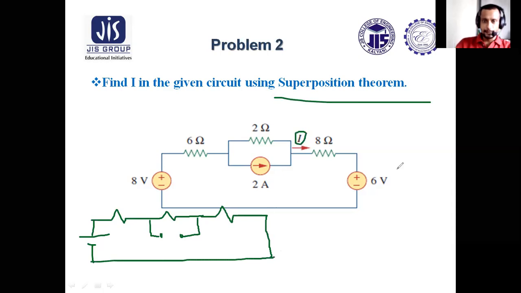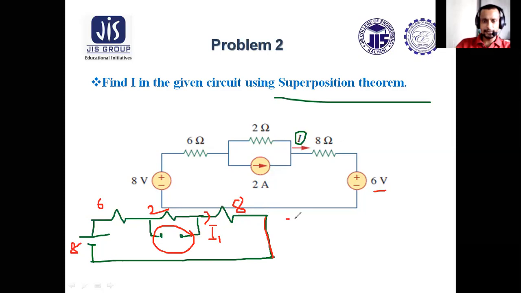Now see here, this 6 volt source is shorted. This 2 ampere source is opened. This is the 8 volt source. This is 6 ohm. This is 2 ohm. And this is 8 ohm. So what is the current through this path? We're going to find the current through the 8 ohm. So suppose this current is I1.